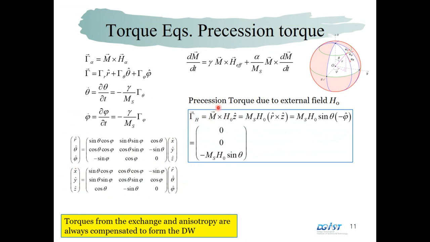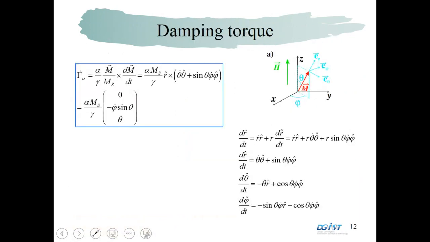And here is the example. In a precession torque, we can calculate M cross H, and M is the R vector. So we have to calculate R cross H using this matrix. And as a result, we have a phi component only. So we can write down the torque on the basis of the R theta phi coordinate system. Then we can also calculate the damping torque, and we have a theta and phi component here using this relation.